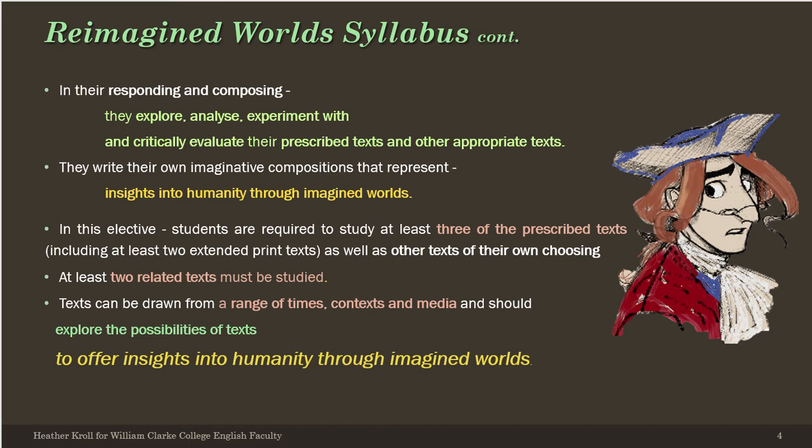The 3 texts that we will study are Gulliver's Travels, 1726, which is a satirical parody of a travelogue. Then we'll have a look at Guillermo del Toro's magical realist Gothic fantasy Pan's Labyrinth.